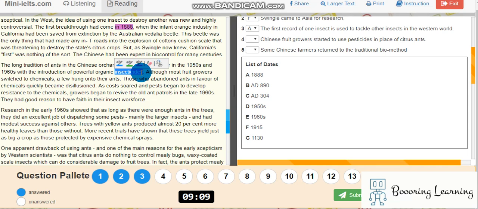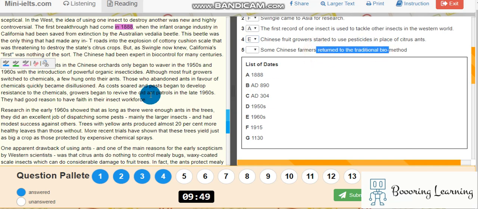Insecticides. In 1960s, I guess. Chinese farmers turned to the traditional biomethod. In the late 19th, began to develop.